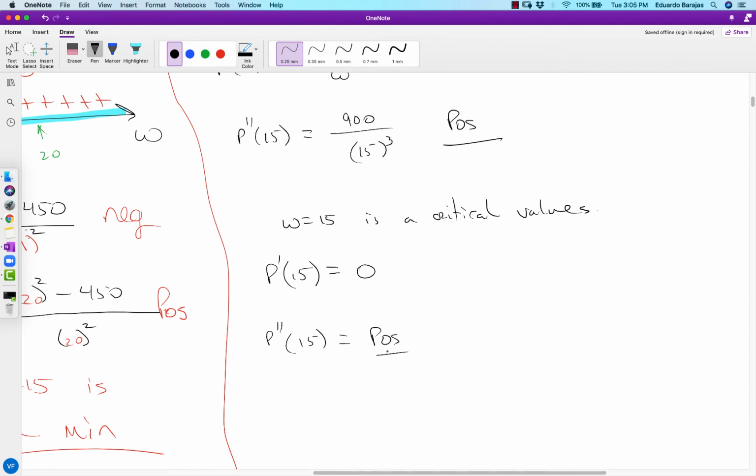The second derivative being positive means that at that point, the underlying function is concave up. This means P of W is concave up. This gives us information about the graph of the original function P of W. So this tells us that it has a happy face. It's concave up. And we know that the first derivative is equal to 0 when W equals 15. That lets us know that there's going to be a horizontal tangent like that. And so these two pieces of information combine to let me conclude that W equals 15 is a local minimum.